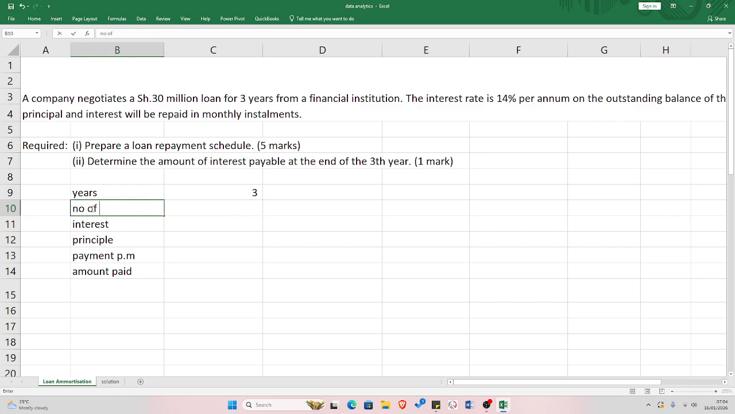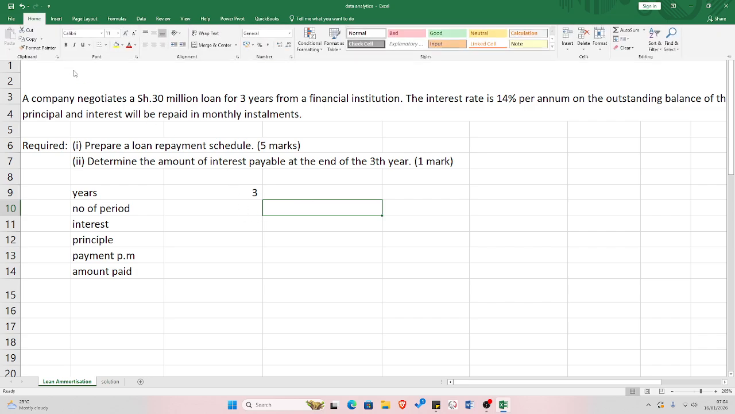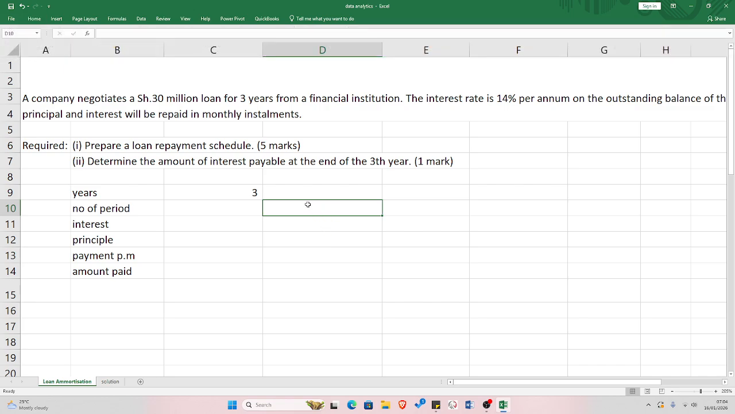Remember, here we want to use a formula, and in business data analytics, we focus on the formula more than indicating what is there, because that is what the examiner will be looking to check, if you know the formula. The formula that we'll be using for today is called PMT. That's the formula that we're going to use.